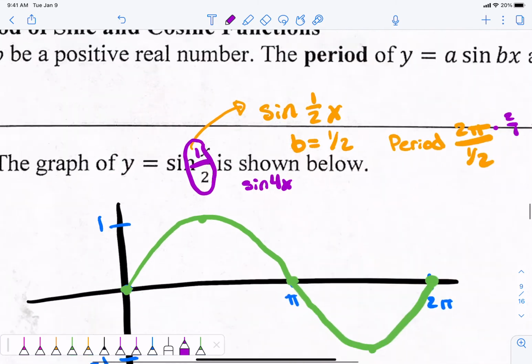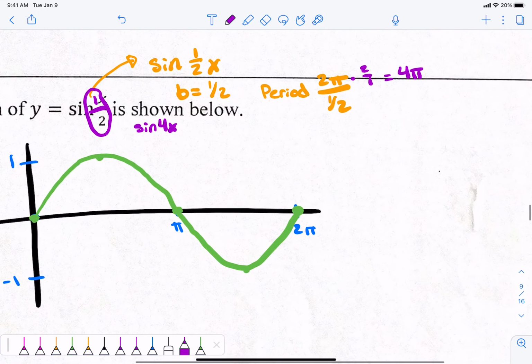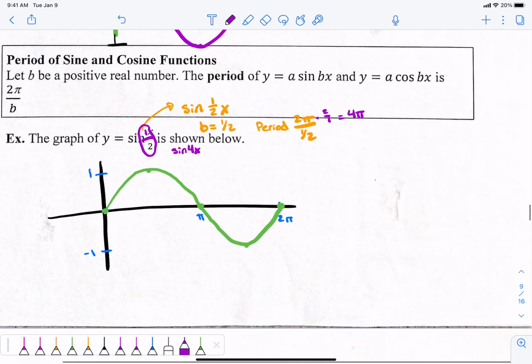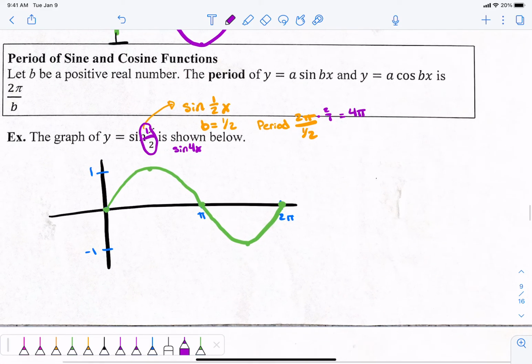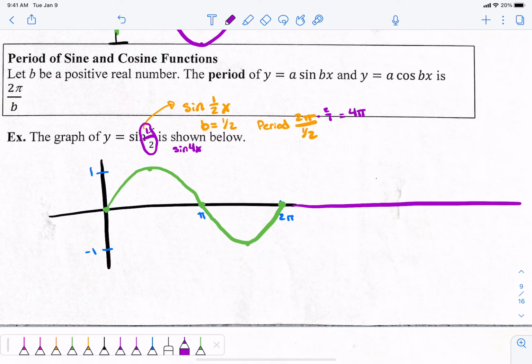All right, so 4 pi is my new period. I need to make some more markings on here, so I need to stretch them out a little bit. I have 2 pi, and 4 pi is going to be twice as far. And then what's this marking here in the middle of that? 3 pi. So it's making 1 full cycle in 4 pi now, not just 2 pi.